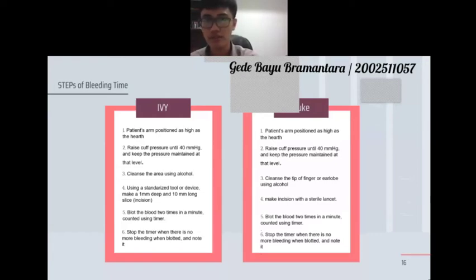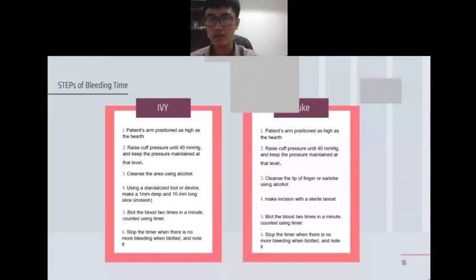Duke method. The first and second steps are the same. Cleanse the tip of the finger or earlobe using alcohol. Make an incision with a sterile lancet. Next, blot the blood 2 times a minute, counted using a timer. Last, stop the timer when there is no more bleeding and note the time.